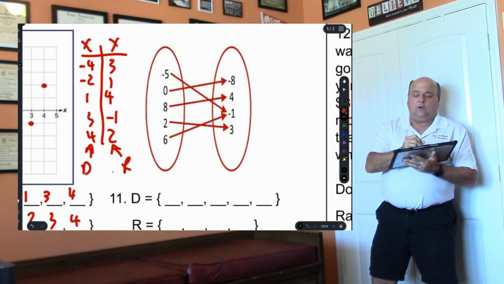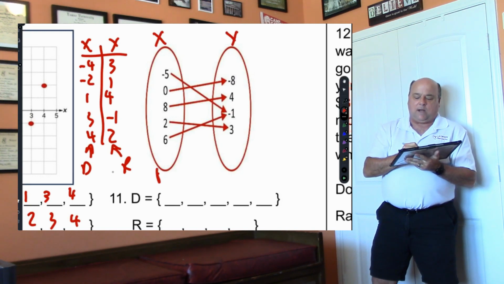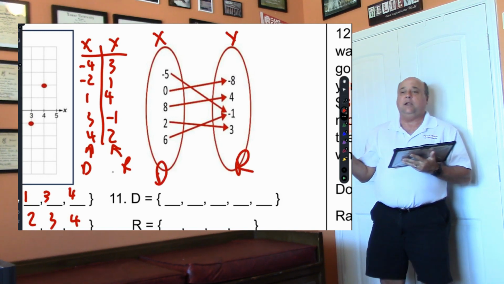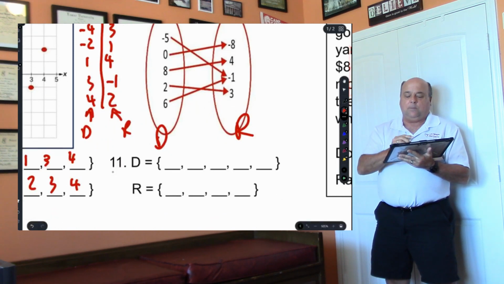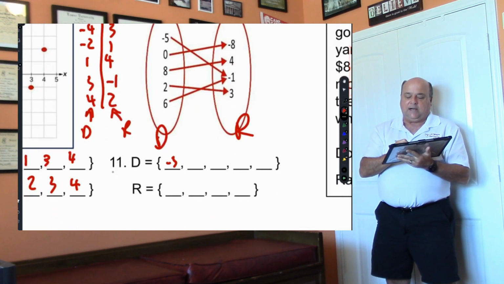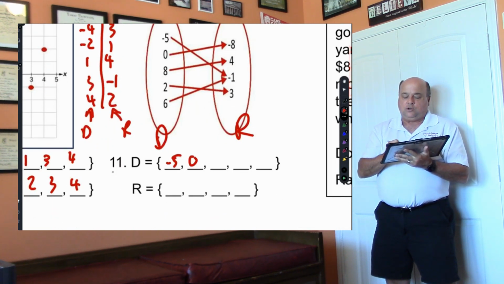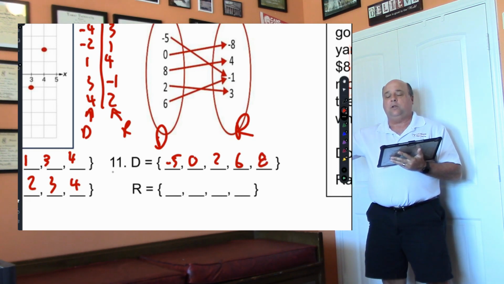The arrows start over here. This is my x, this is my y, this is my domain, this is my range. So my domain is the numbers in this box, which is -5, 0, 2, and then 6 is smaller than 8. You want to put these from small to big.